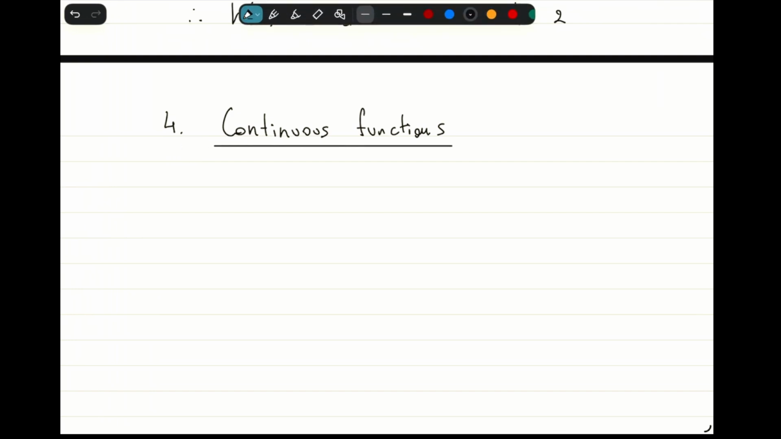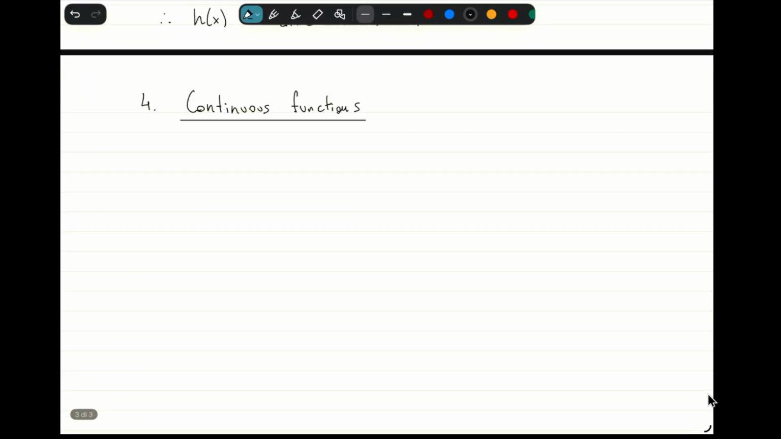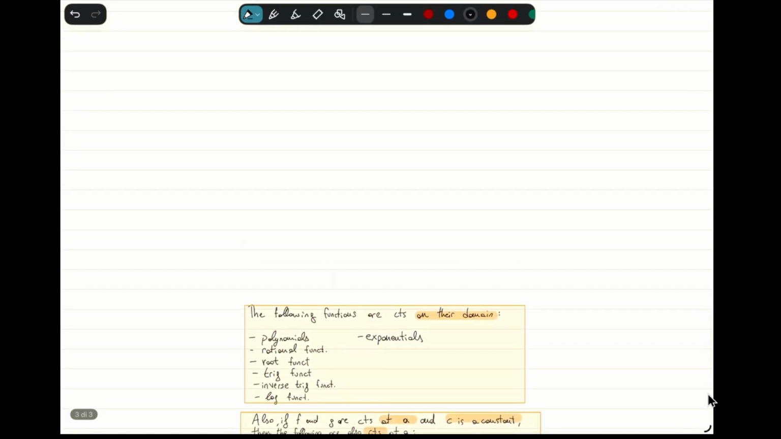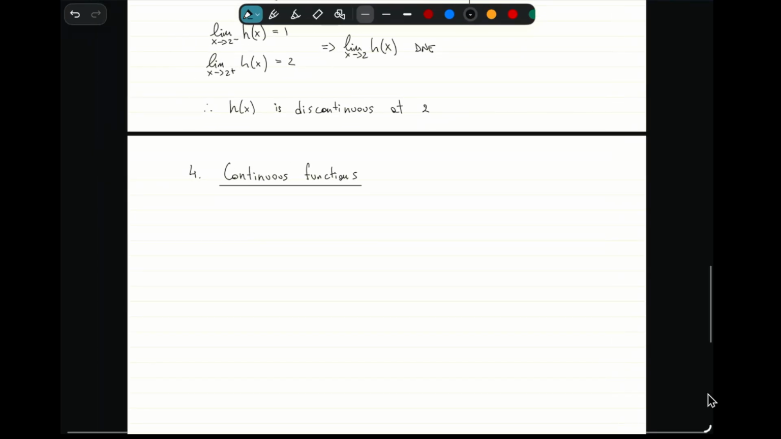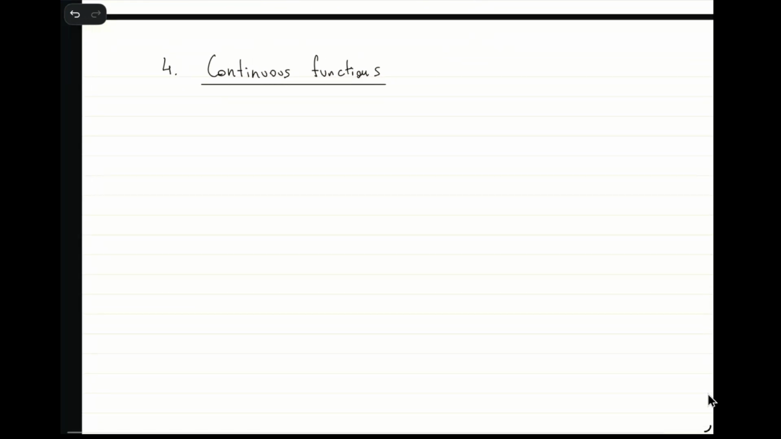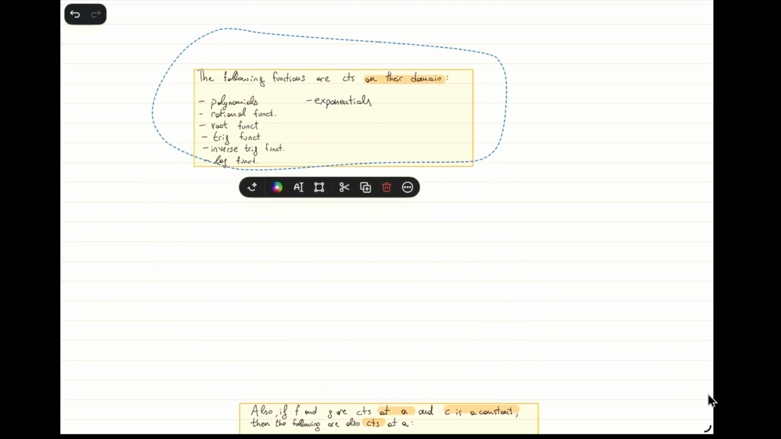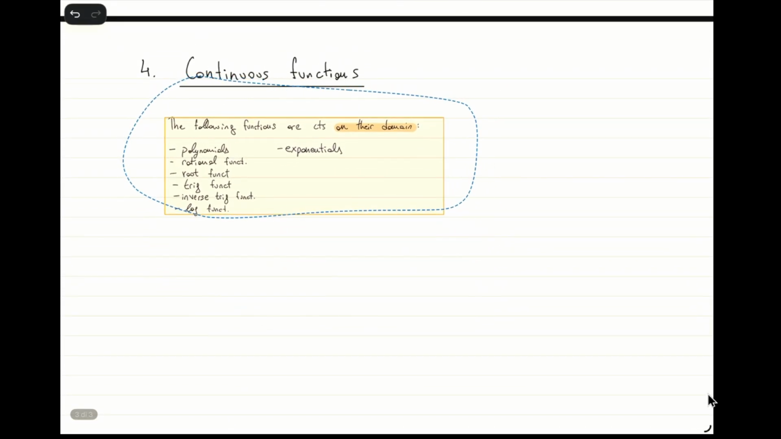This is a pretty useful part because we can restrict down our thinking, and again, we are gonna have a bunch of functions that we know already are continuous, so we don't have to check every time, and we can just apply our algebraic rules, limits, whatever that is. So the following functions are continuous on their domain.